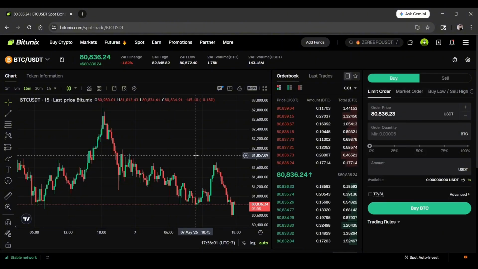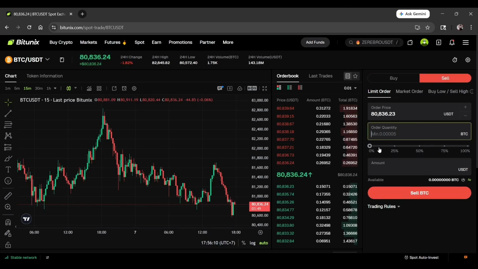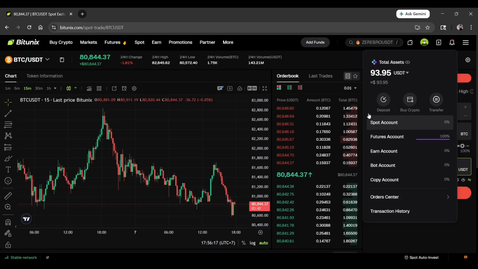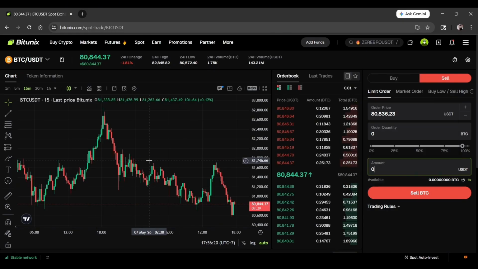If you are depositing, let's say, Bitcoin, and it landed into your spot account and you want USDT, then you just click the sell button and then you just go and sell however much Bitcoin you want for USDT. And then you can just go and transfer it out into your futures account.